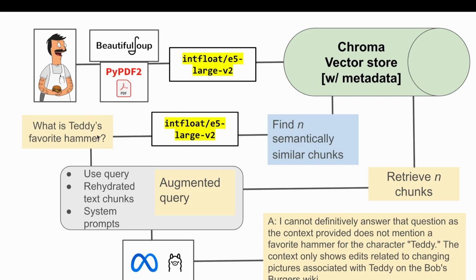Very similar to our previous RAG application, the query is embedded using the same model. That query is then matched with n number of chunks within the vector store. Those chunks are retrieved and augmented with the query plus system prompts. We're going to look at that in a minute. Then the query was sent to an open model, Llama 3.2, using the Ollama framework, which allows you to run open large language models locally on a machine.